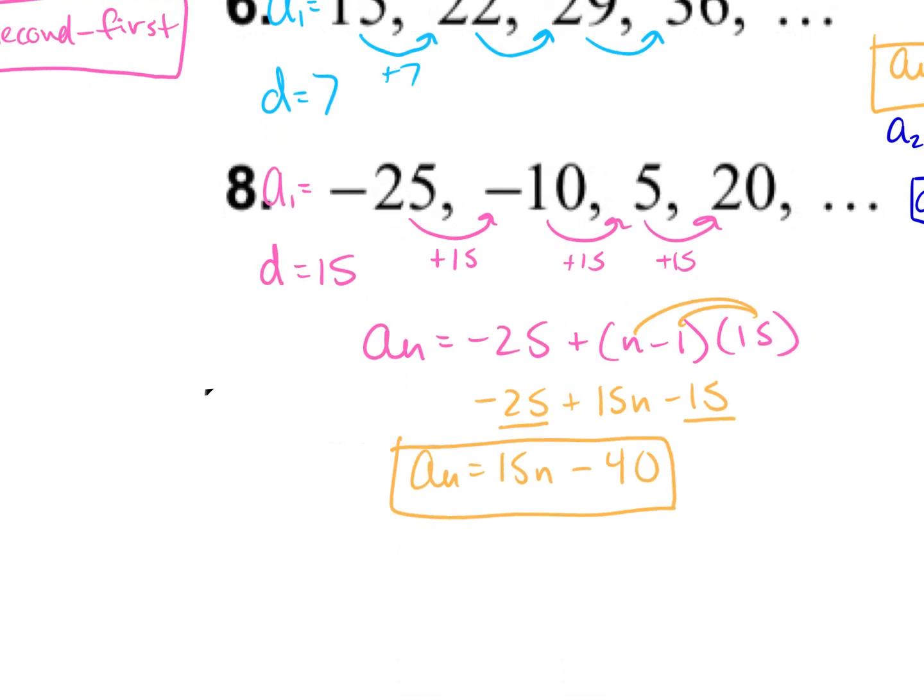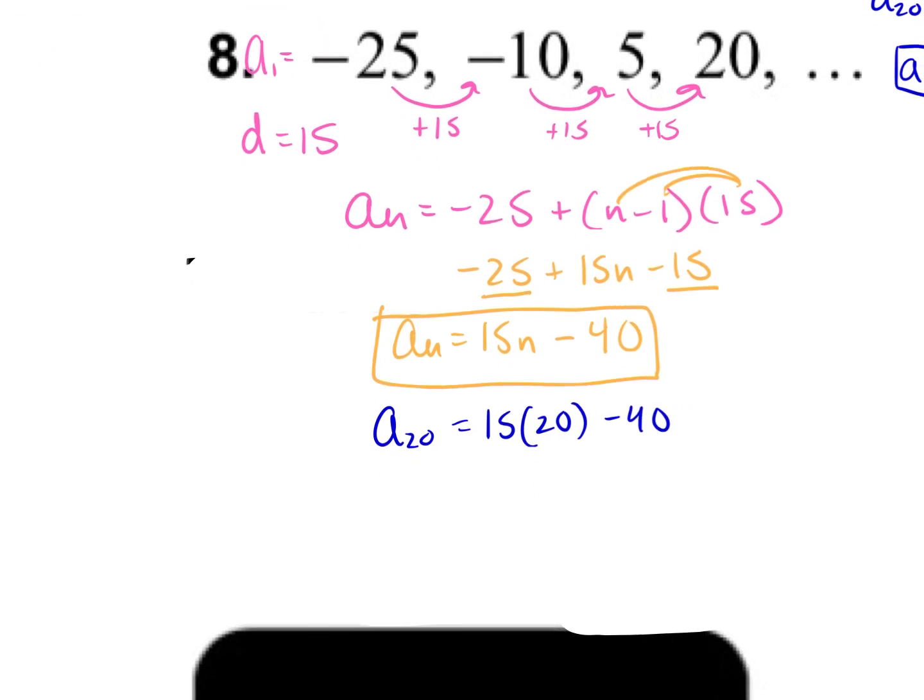Now how would I find a sub 20? Plug 20 into n. So 15 times 20 would be 300. 300 minus 40 is 260.